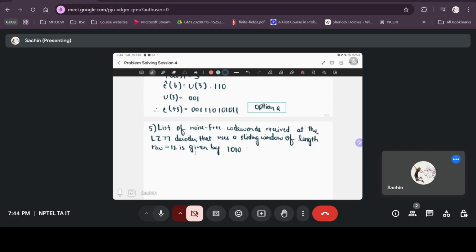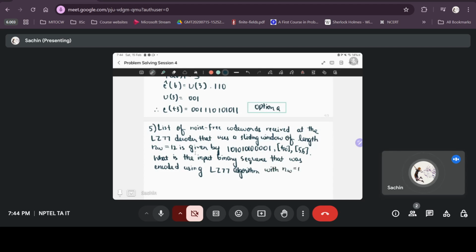1010, 1010, 0001, 4055. What is the input binary sequence that was encoded using LZ77 algorithm with NW equals 12.